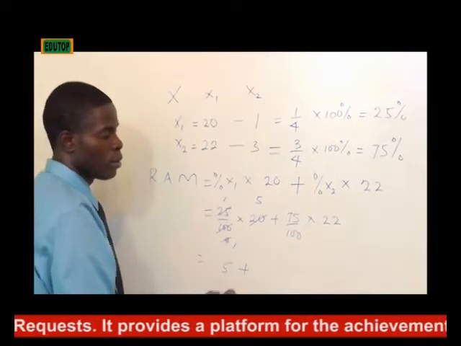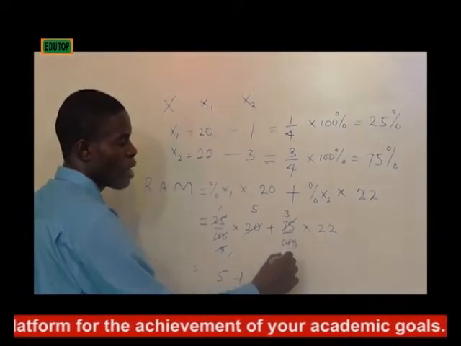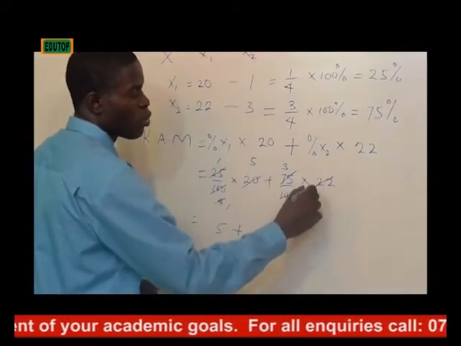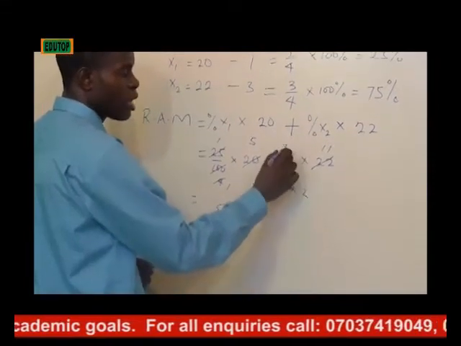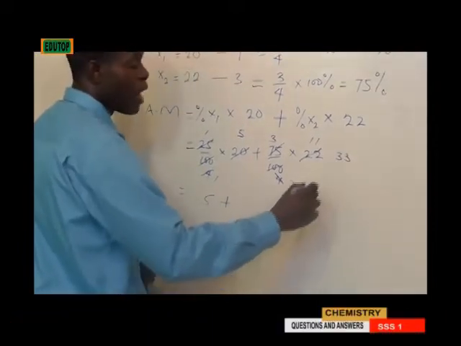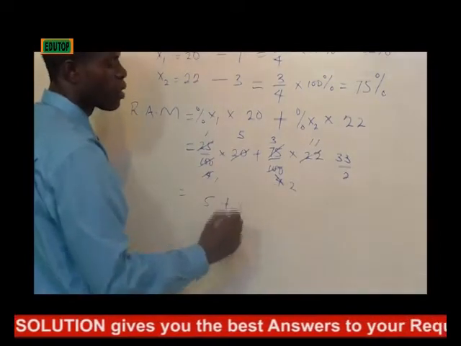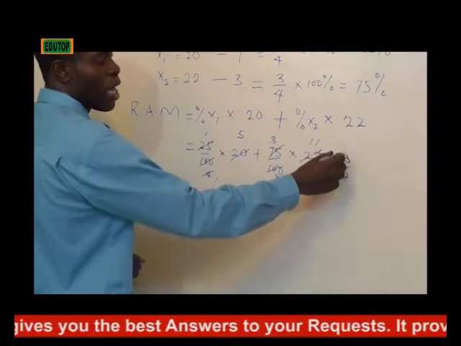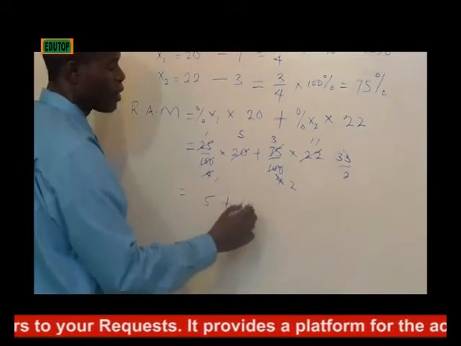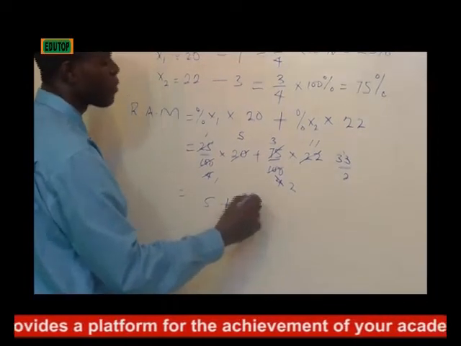Plus 25 percent times 3, 75, and 75 times 22 over 100. 3 times 11 gives 33, divided by 2. So 2 in 3, 1, remainder 1, making up 13. 2 in 13, 6, remainder 1. 2 in 1, 0.5. That accounts for 16.5.